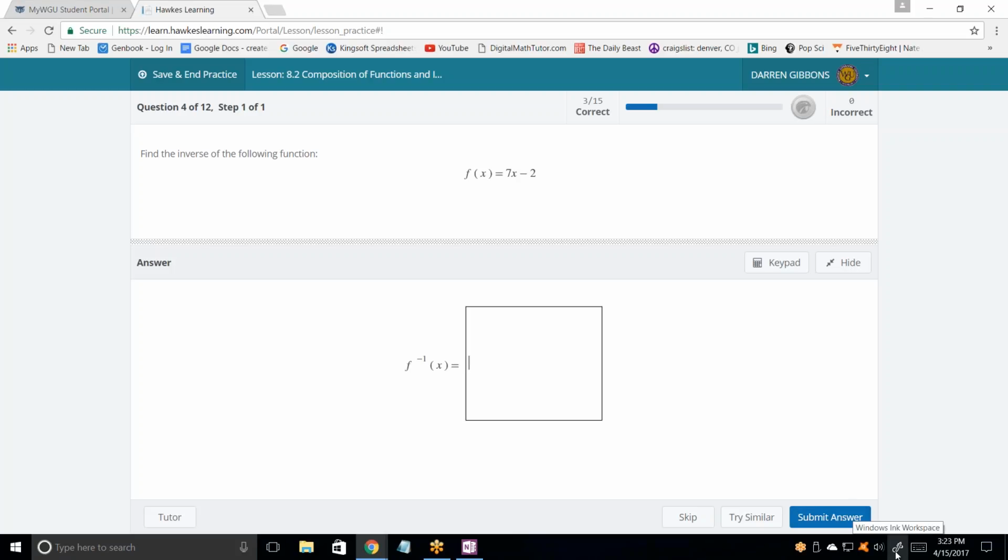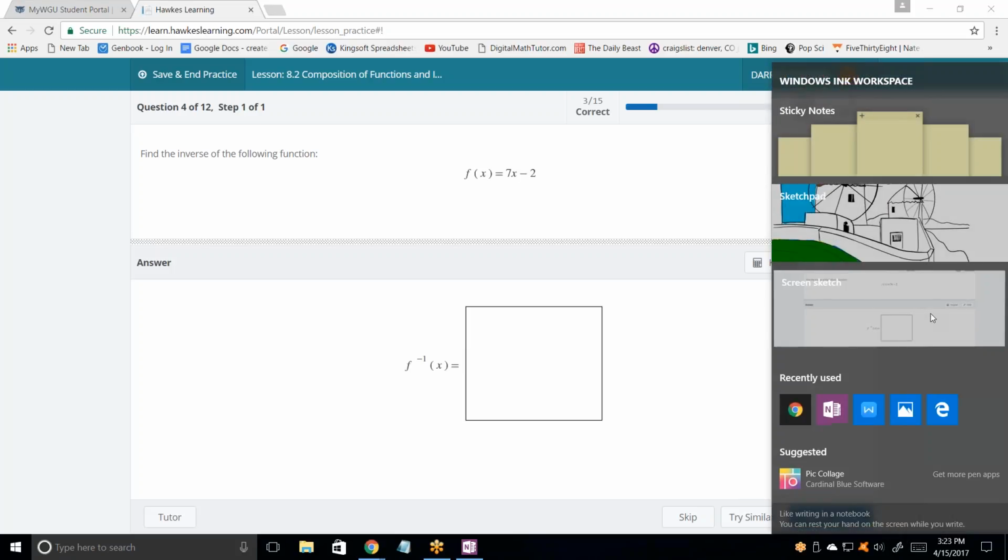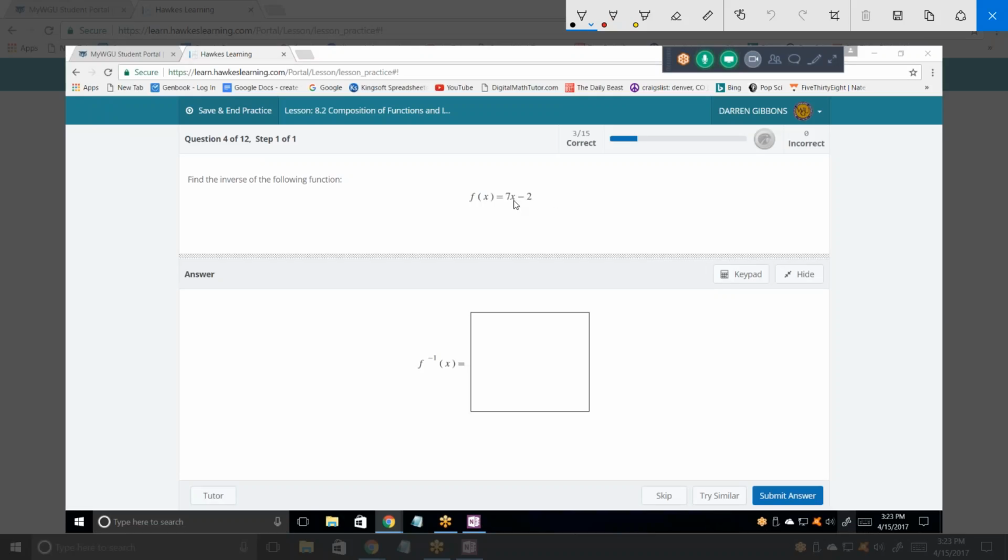Okay. This is an easier one, and the reason is that I've got no variables in the denominator, so I don't have to take that step. So tell me everything I should do here, line by line. So we've got y equals 7x minus 2. Okay, that's our original function.